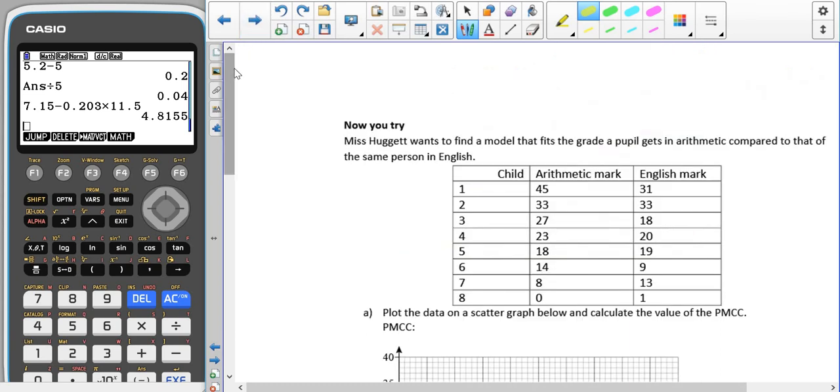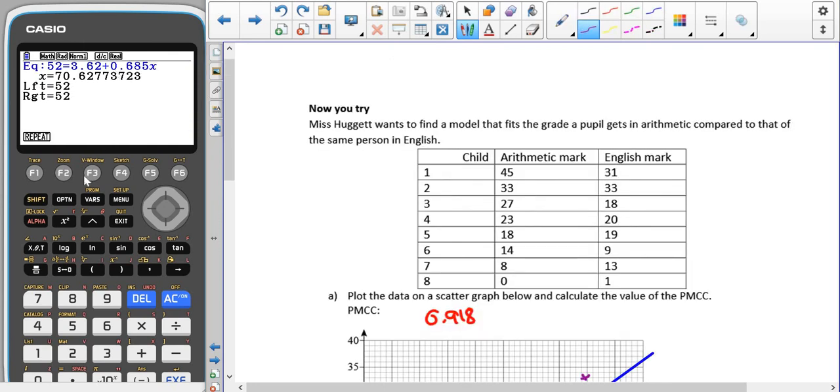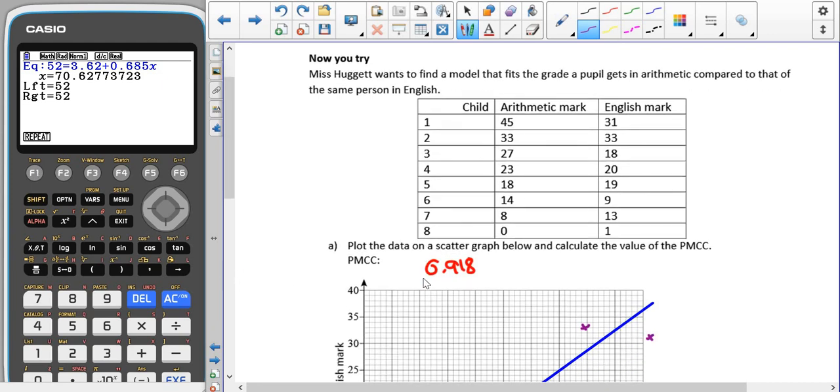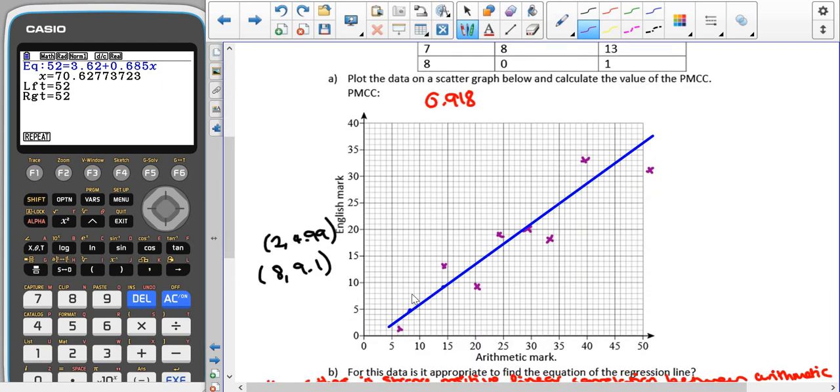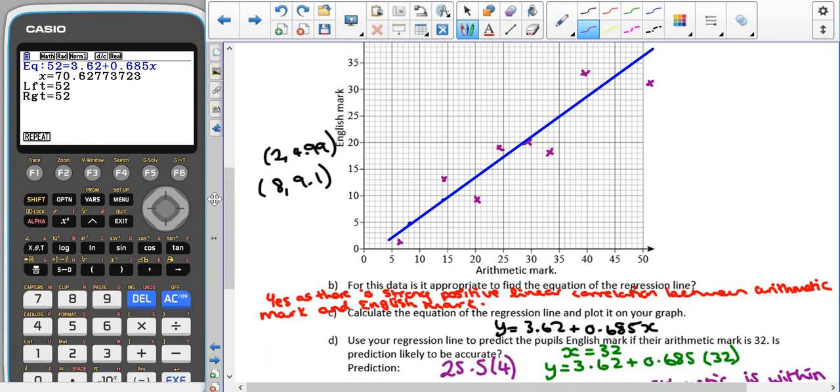I'd now like you to pause the video and give the Now You Try a go. So hopefully you paused the video and gave the Now You Try a go. This time the graph is much easier to plot for part A, plotting the scatter diagram. You can see my purple marks there. Then we're asked to calculate the PMCC, which gave me 0.918. And again, does this mean that it's appropriate to use a regression line? Yes, as there exists a strong positive linear correlation between arithmetic mark and English mark.